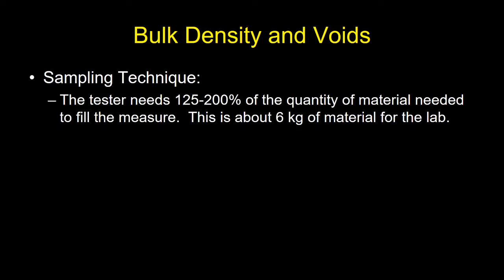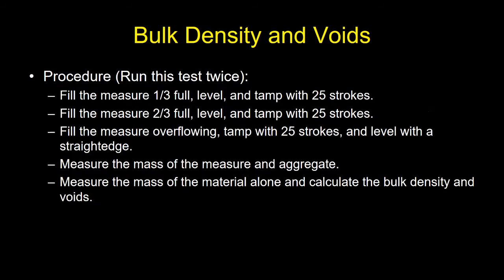So for this test, we need like 6 kilograms of material, which is like 12, 13 pounds. So I've got a video coming up. In the procedure that I'll run through in this video, you fill it 1/3 full, you tamp it with 25 strokes with the rod, then you fill it 2/3 full, you level it, tamp it with the rod 25 times, then you fill the measure to overflowing, like 125% of the volume. You want to tamp it with 25 strokes, and then you level it off with the straight edge. I just use the tamping rod, and I talk about that.